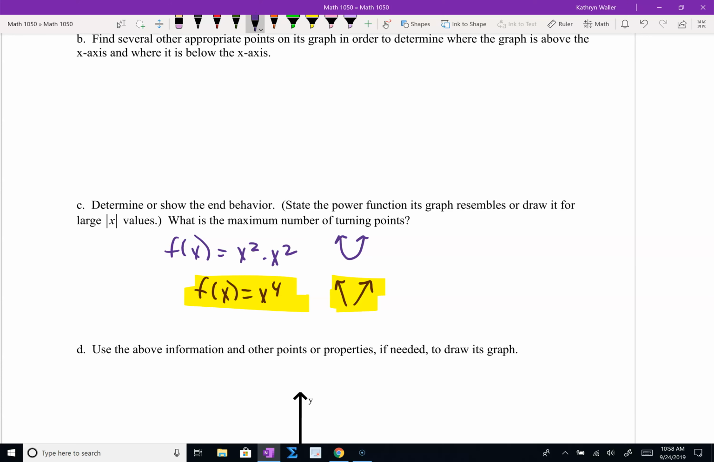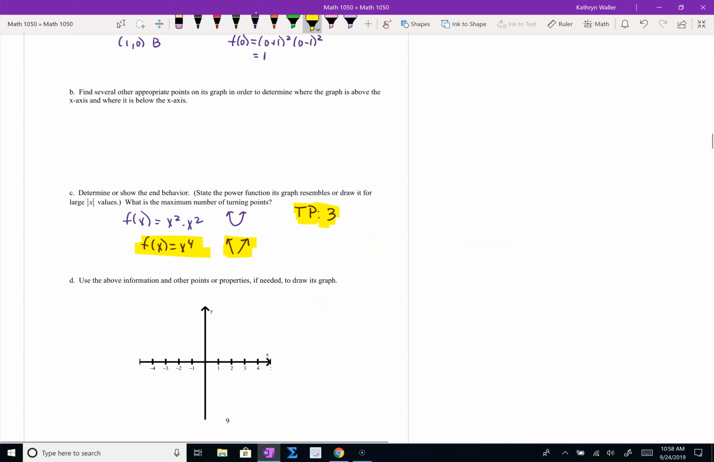So that's my end behavior. The other question I have to answer here, which is the big question, is what's the maximum number of turning points? Everybody tell me what that is. 3. It is 3. Good. Easy. Okay, let's graph it, and then let's go back to B.